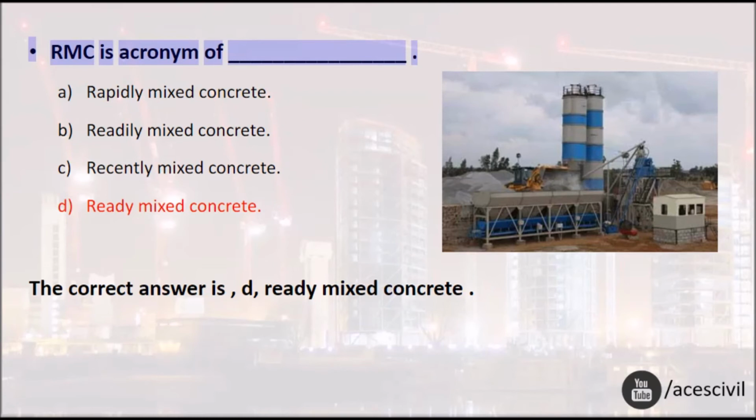RMC is the acronym of A. Rapidly mixed concrete, B. Readily mixed concrete, C. Recently mixed concrete, D. Ready mixed concrete. The correct answer is D. Ready mixed concrete.